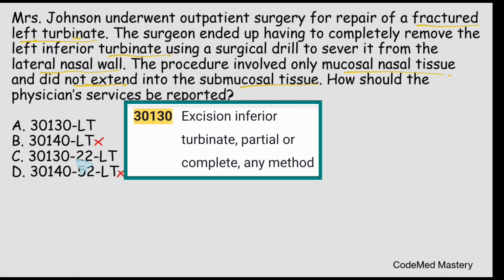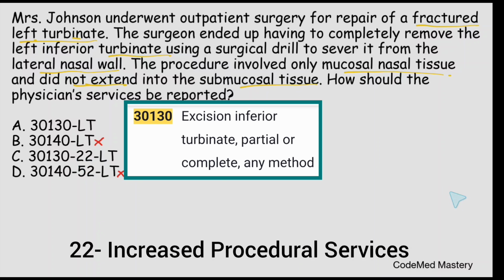In option C, they have appended modifier 22. So what is modifier 22? Modifier 22 is for increased procedural service. But according to the scenario, it's not appropriate to report the modifier 22 based on the information provided because though they have mentioned use of surgical drill, it is not a complicated procedure because a surgical drill would always be used for this kind of procedure. And we should not append modifier 22 unless the documentation clearly specifies that there was something about this procedure that made this procedure unusually complicated. Therefore, we should not append modifier 22 in this case.